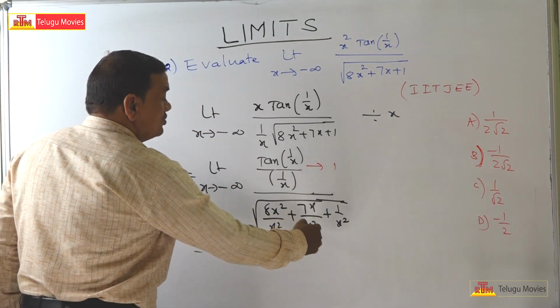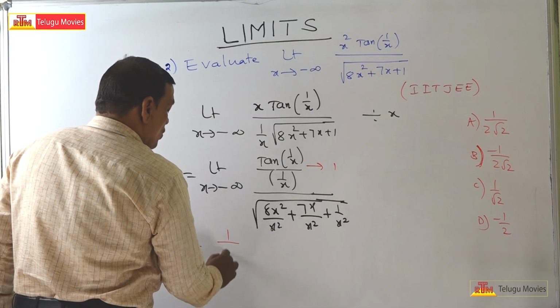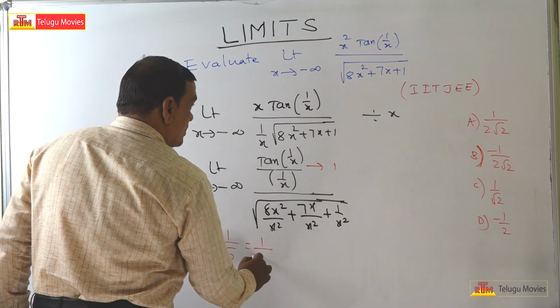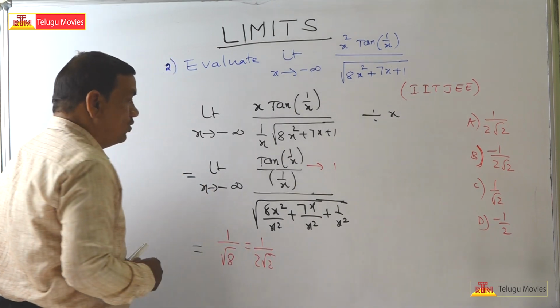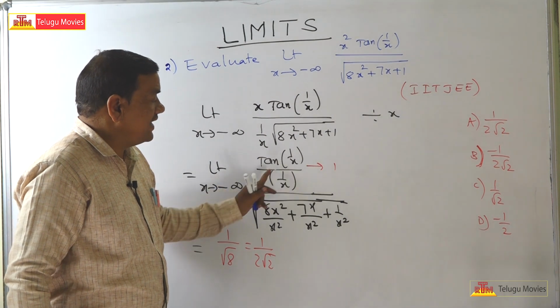So here it becomes 0, it is also 0. On the whole, 1 by root 8 will come. This is equal to 1 by 2 root 2. Okay now? Right. Tan of 1 by x by 1 by x.